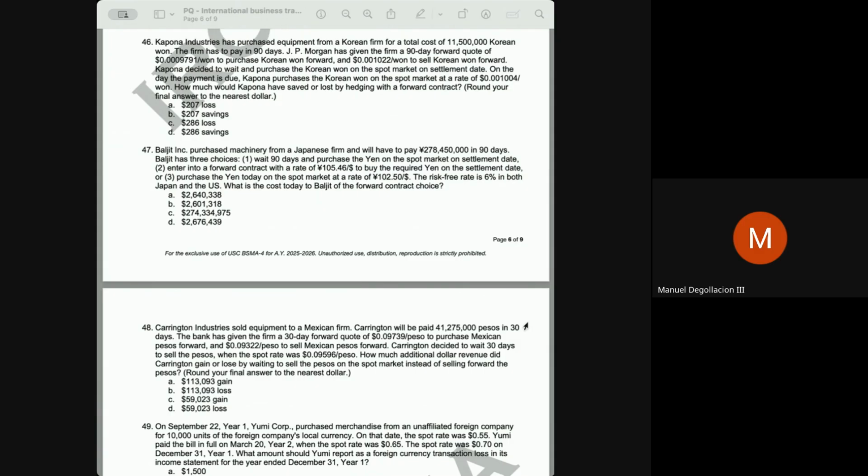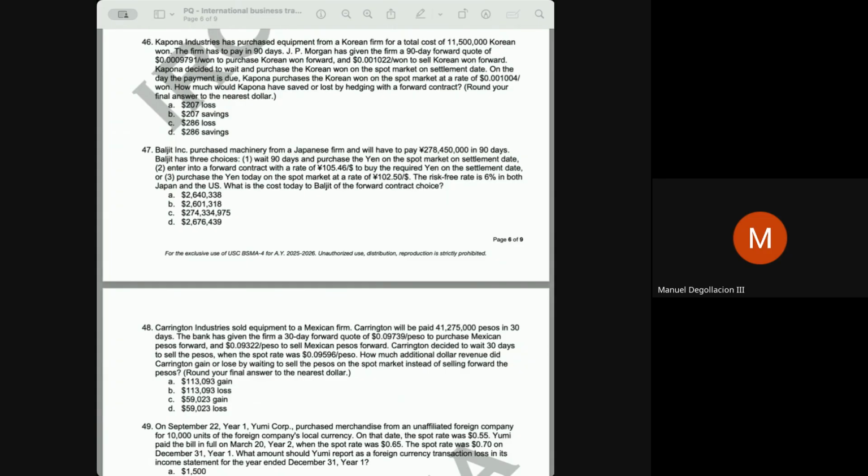Number 47. Baljit purchased machinery from a Japanese firm and will have to pay 278 million 450,000 yen in 90 days.